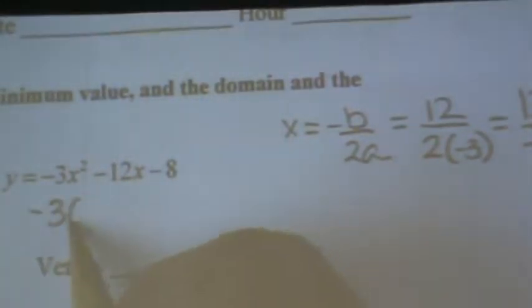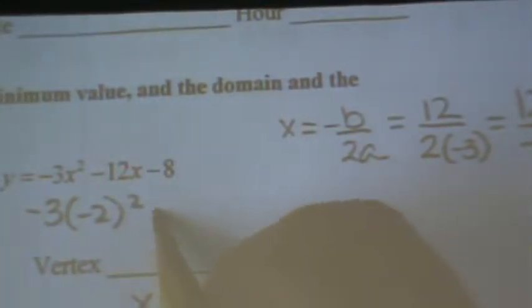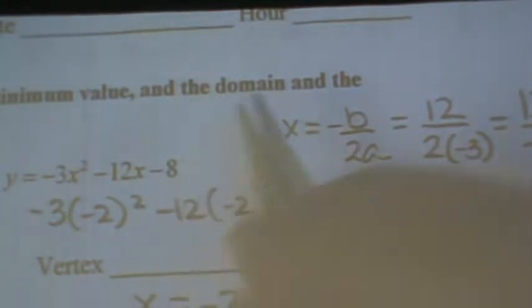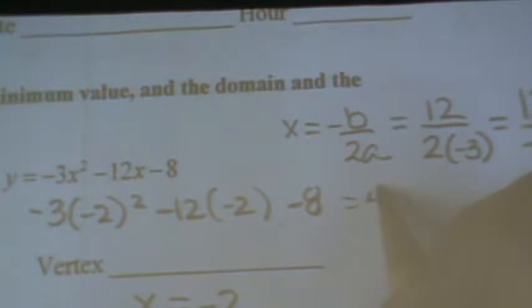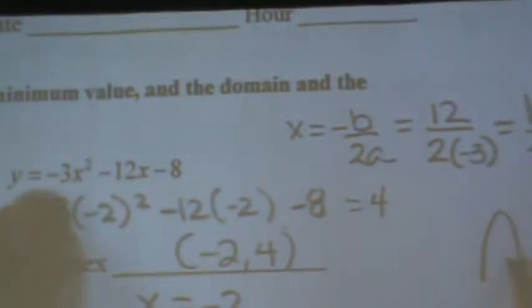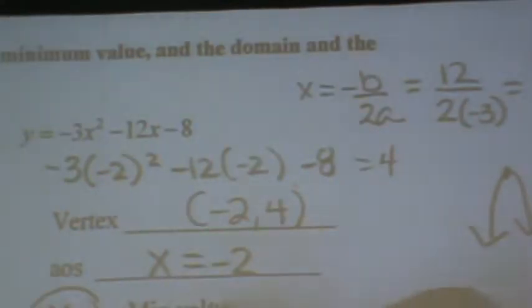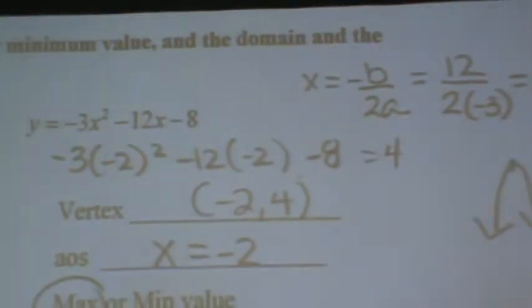How do you find the y value? You're going to plug -2 in here. So what is -3 times -2 squared minus 12 times -2 minus 8? You should get 4. So what's your vertex? It's -2, 4. This is going to be upside down, right? So we now have a maximum value, and our domain is still all real numbers, but our range is going to be y is less than or equal to 4.